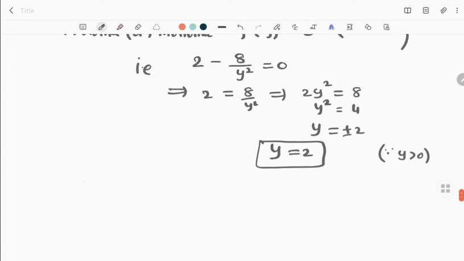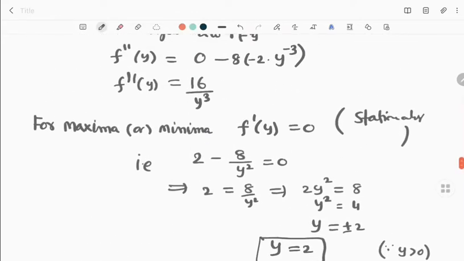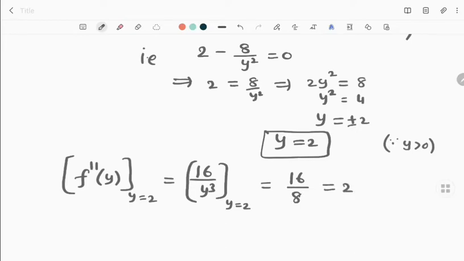So then f double dash of y, when y is equal to 2, you can take. What is f double dash of y? 16 by y cube, we got it now. So wherever y is there, you have to replace with 2. So 16 by 2 cube, 8, that is equal to 2. So f double dash value is greater than 0, which means it has a minimum value. F of y has minimum.